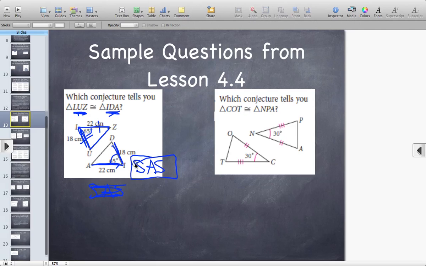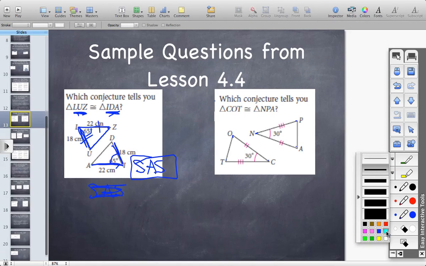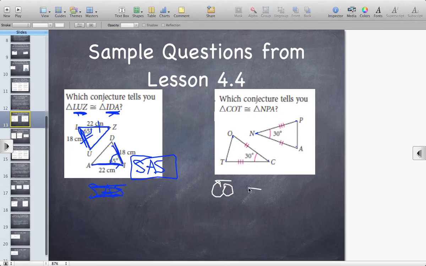Let's take a look at our second triangle. So COT and NPA. Now, according to the picture, CO or OC, however you want to put it, is congruent to NA. I want to change the color to make it show up a little easier on the black. Let's go ahead and use white. All right, so we know that CO is congruent, according to the picture, to NA.